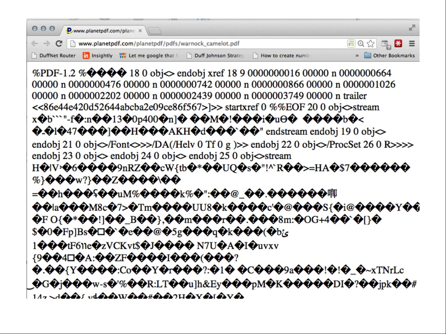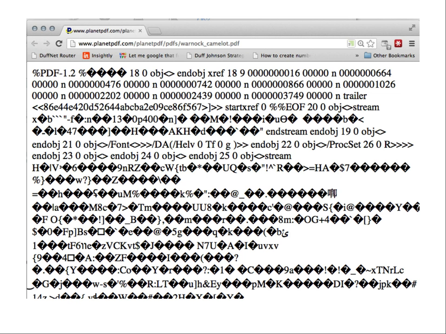So this is an example of a PDF. I think it's a PDF. Yes, it's the Camelot PDF. It's written by John Warnock and is displayed by the Chrome viewer. At least this is one of the, says 1.2. I don't know if it's the original PDF file or not. It certainly was the one that was delivered to Planet PDF for hosting on their site back in the day.